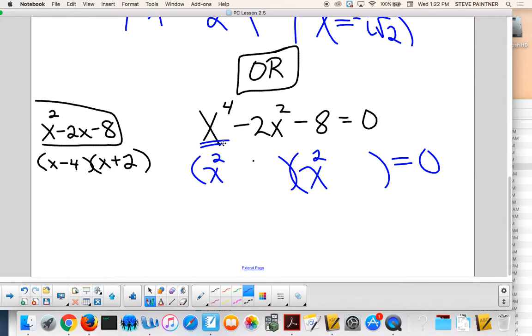Give me two numbers, multiply, we'll give you that. Add them up, you get negative 2. It's got to be the same numbers. Minus 4 plus 2. I have two factors. Both of them are quadratic. How do you want me to solve these? Are either one of them still factorable?